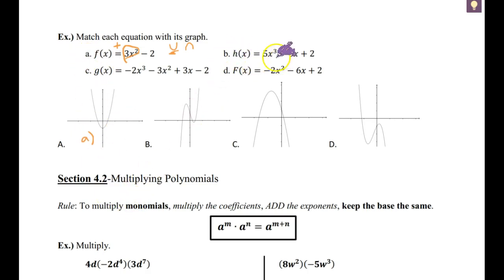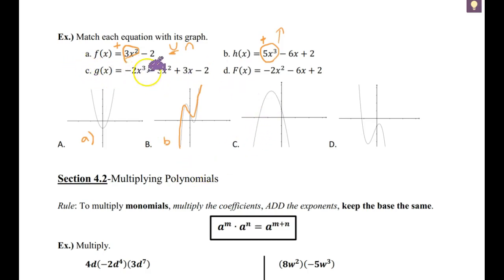In B, the degree of this polynomial is 3. So that tells me it's going to be a squiggle shape, so either B or D. Again, because the coefficient to that x cubed term is positive, it's going to be going up from left to right. So going up from left to right, this one was B.